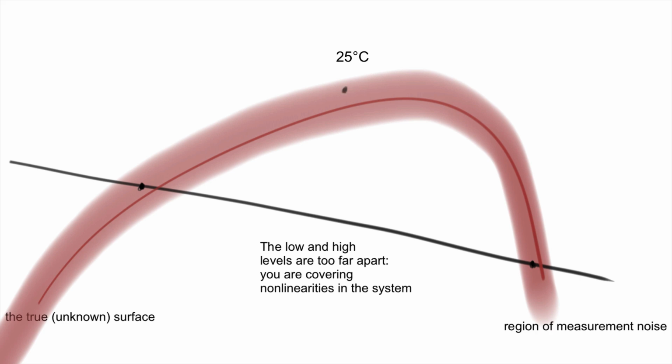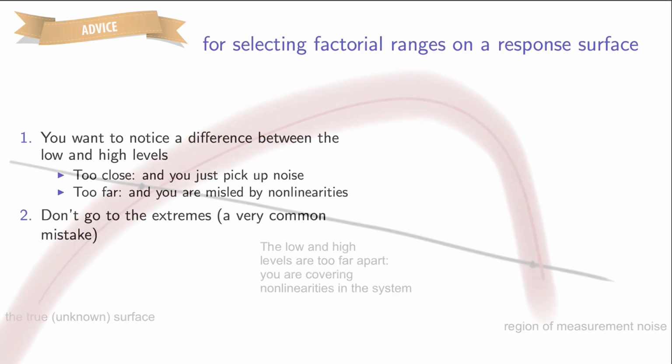Let me give you an example of an experiment that uses water. If your current baseline is 25 degrees Celsius, then your low level might be 15 and your high level 35 degrees Celsius. If you went too far though, say from minus 35 at the low and plus 85 at the high, now you cover a range where water has frozen down here and is close to boiling up there. It's very nonlinear over this range.